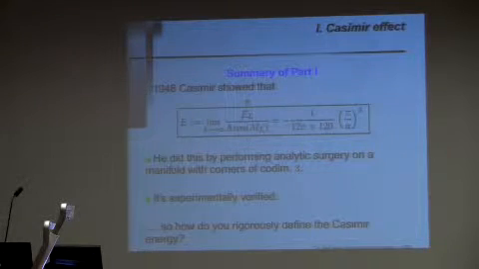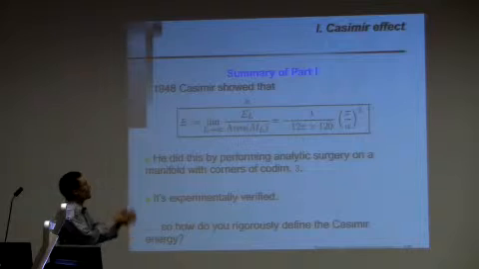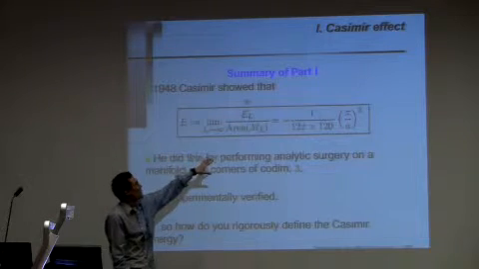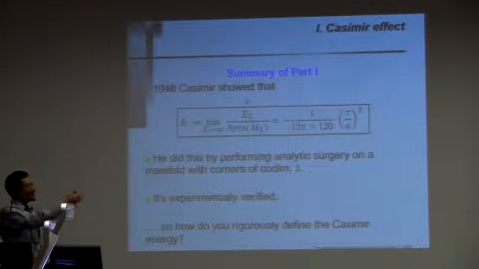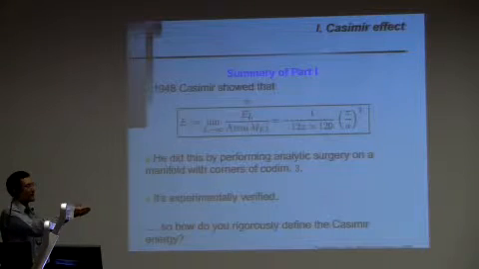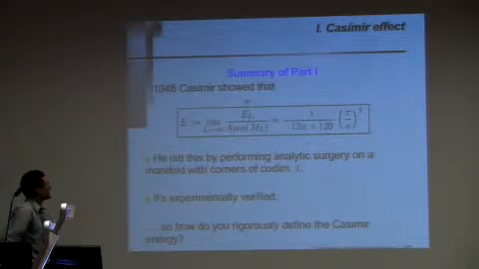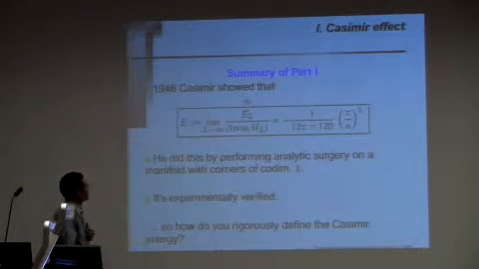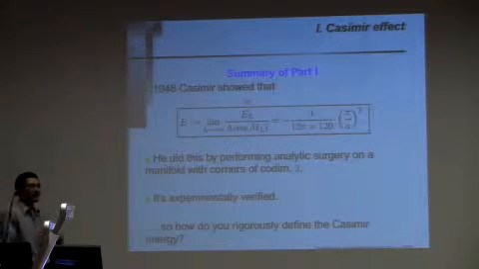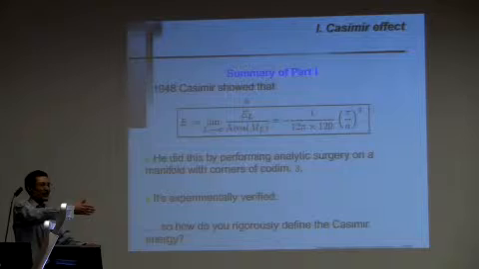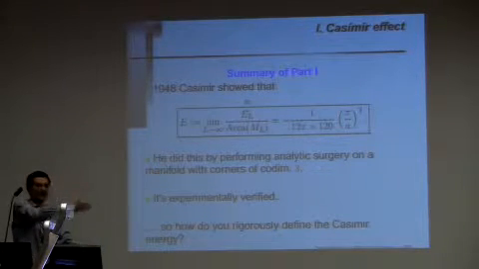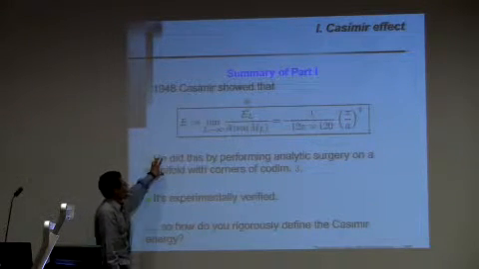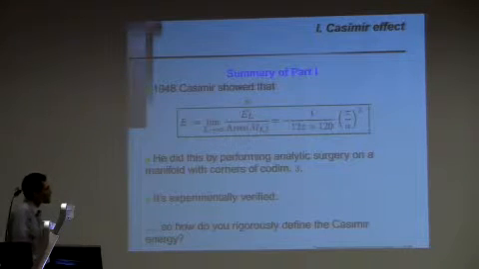So let's summarize. In 1948, Casimir showed that there's some energy between two parallel plates, even though the parallel plates are in a vacuum. And here's his formula for the Casimir energy, which again is, what you do is you find the eigenvalues of your system, and then you take their square roots and you sum them. And he found this formula by performing analytic surgery on a manifold with corners of codimension 3, namely this box. And remember, you had Dirichlet conditions on the sides of it, so it's a solid box. And it's experimentally verified.